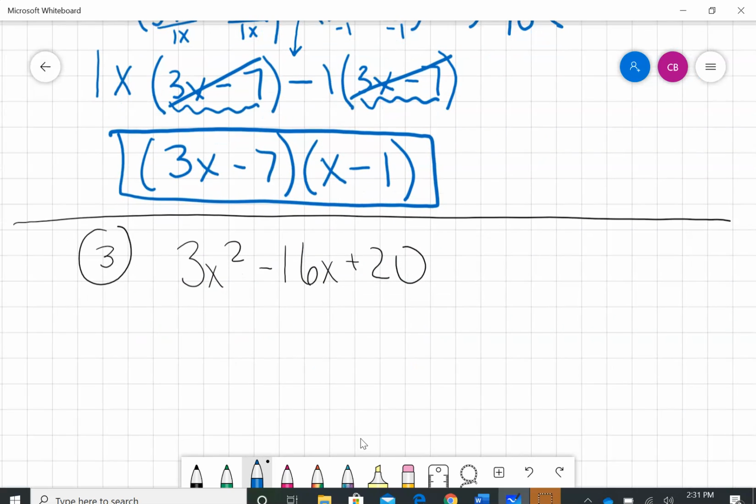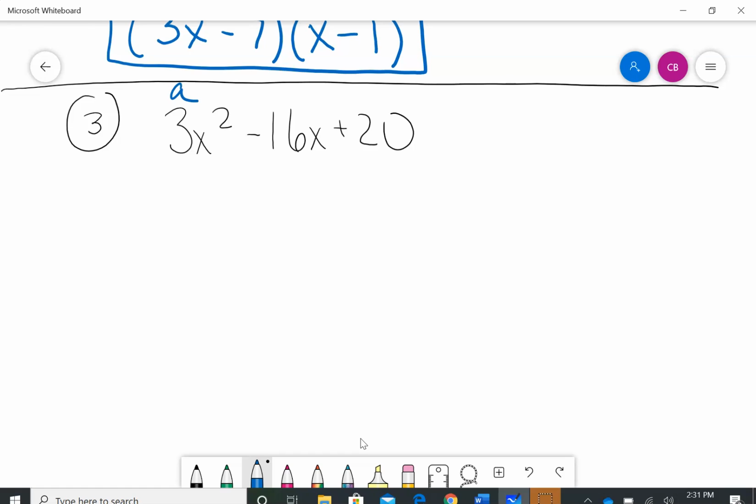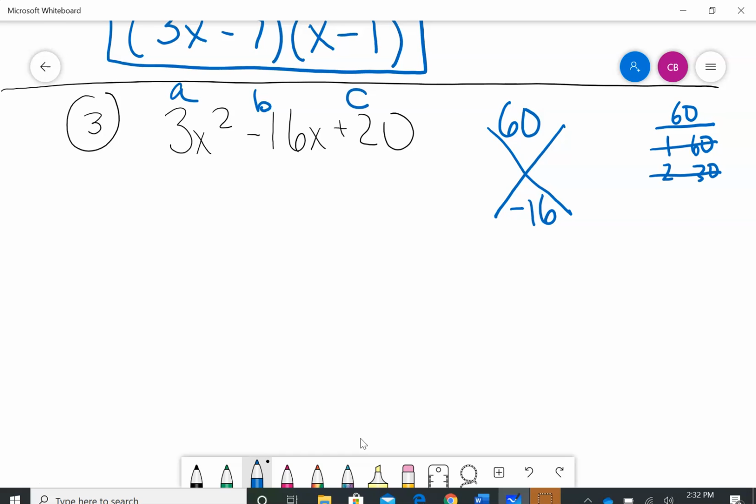Alright, we're going to look at one last problem. For this one, my a, b, and c. A times c is negative 60. Need my numbers to multiply to negative 60. So making my list of numbers. 1 and 60, nope. 2 and 30, nope. 3 and 20, getting closer. 4 and 15, nope. 5 and 12, closer.